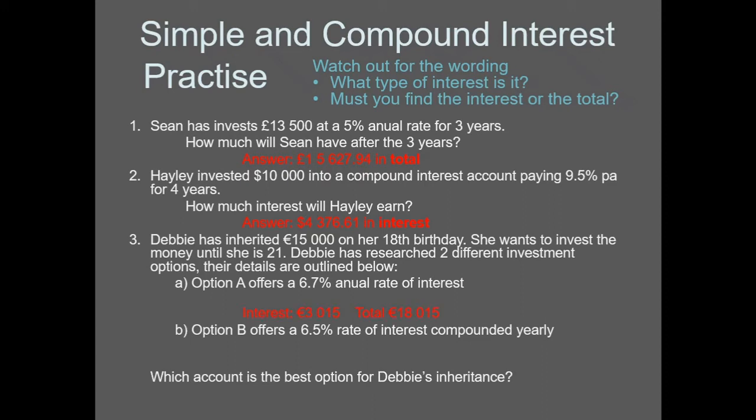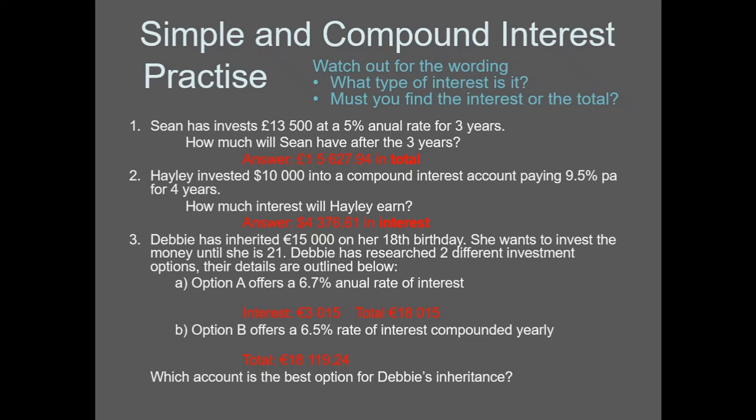Option A would give Debbie 3,015 euros in interest, 18,015 euros in total. Because option A was simple interest, your formula would have given you the interest amount, and you need to add the principal to that to get the total amount. Option B, because that was compound interest, your formula would have worked out the total amount at the end of the investment. So that's 18,119 euros and 24 cents.